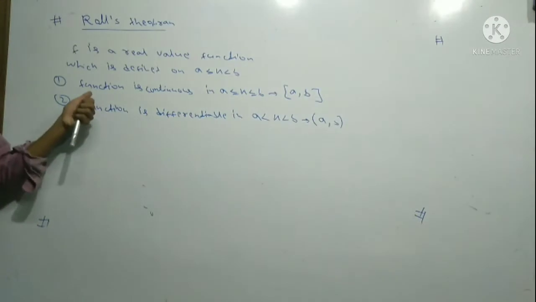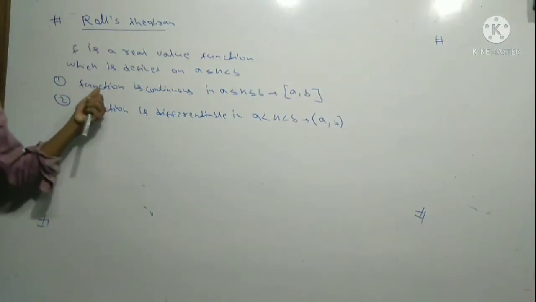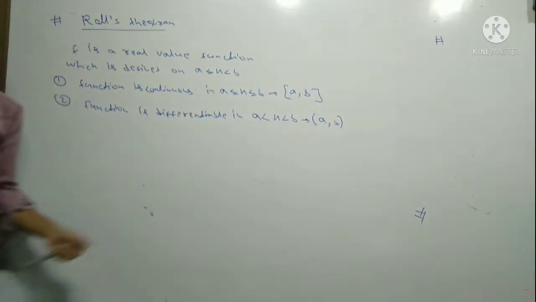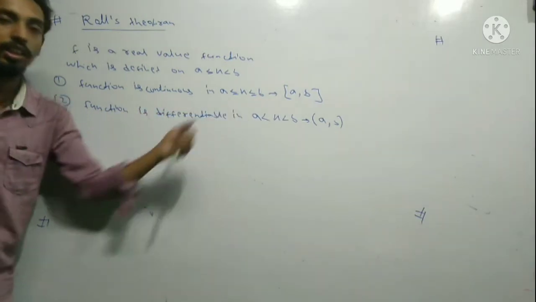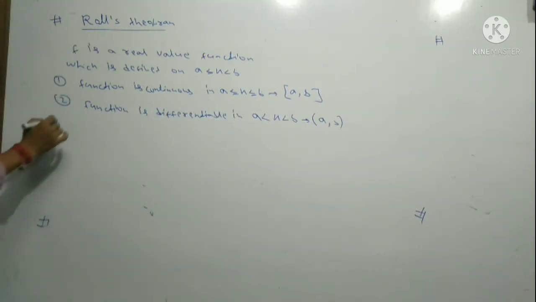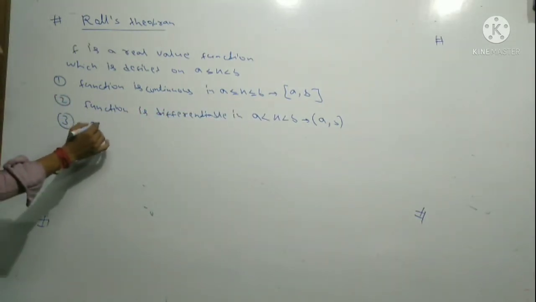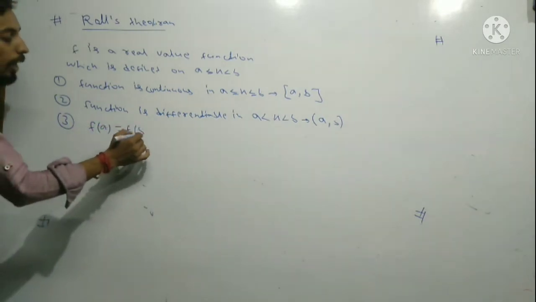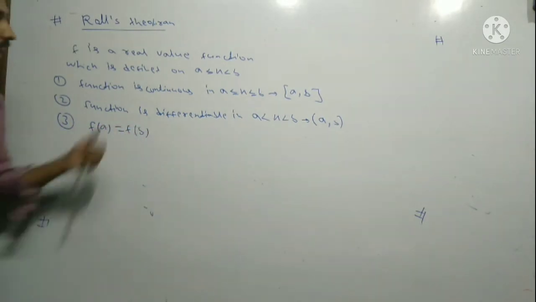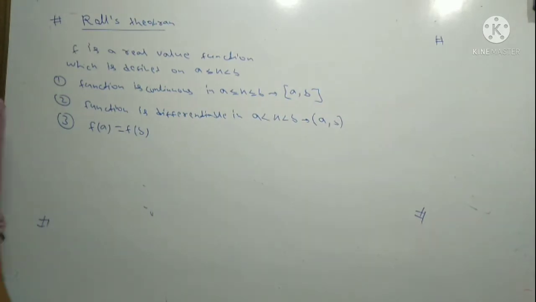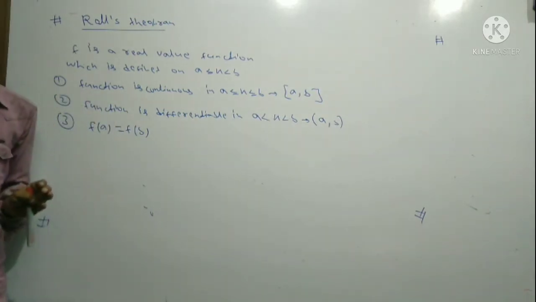So what is the first condition? The function is continuous in a closed interval and differentiable in an open interval. And what is the third condition? The third condition is f(a) equal to f(b). When those three conditions are satisfied, then the function verifies Rolle's theorem.